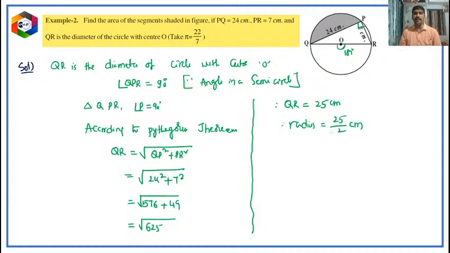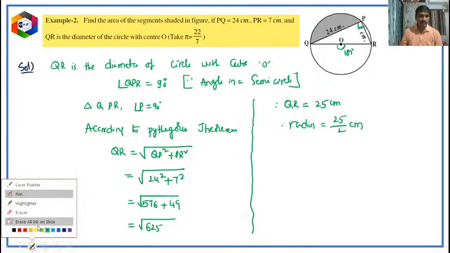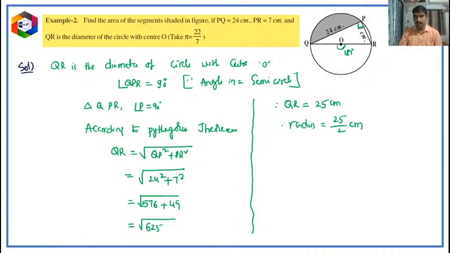Yes, now we know the radius. Now let us try to calculate the semicircular region. This is a semicircle, that means half of the circle, and from that let us subtract this triangle area. And I think the shading part is not visible correctly, but this part is also shaded in the diagram. You can observe in the diagram that this part is also shaded in the example.